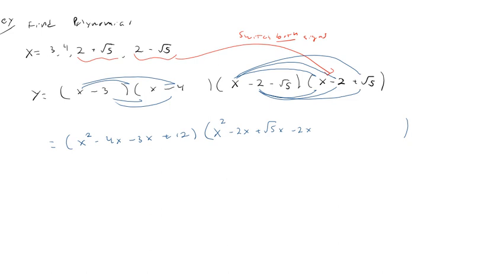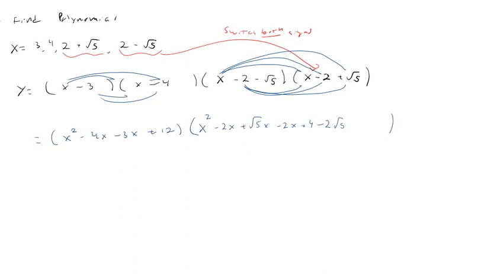Negative root 5 times x is minus root 5x. Negative root 5 times 2 is negative 2 root 5. Negative root 5 times root 5 is, well, root 5 times square root 5 is going to be square root 25. And square root 25 is just 5. So when I multiply two radicals together, the radical goes away. It just becomes a 5. So this is minus 5.